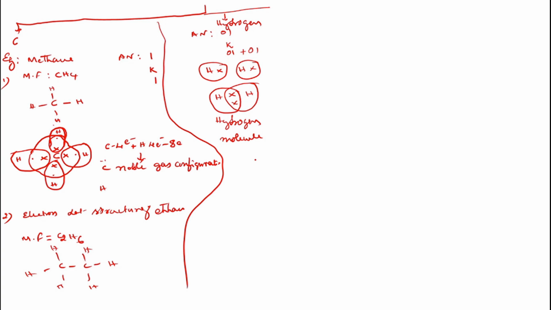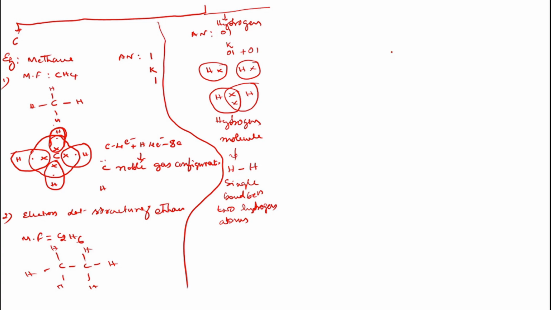Hydrogen molecule. That means hydrogen has a single bond with another hydrogen. So a single bond between 2 hydrogen atoms. This is the electron dot structure formed while forming the hydrogen molecule. These are all very, very important. They may ask in the examination.